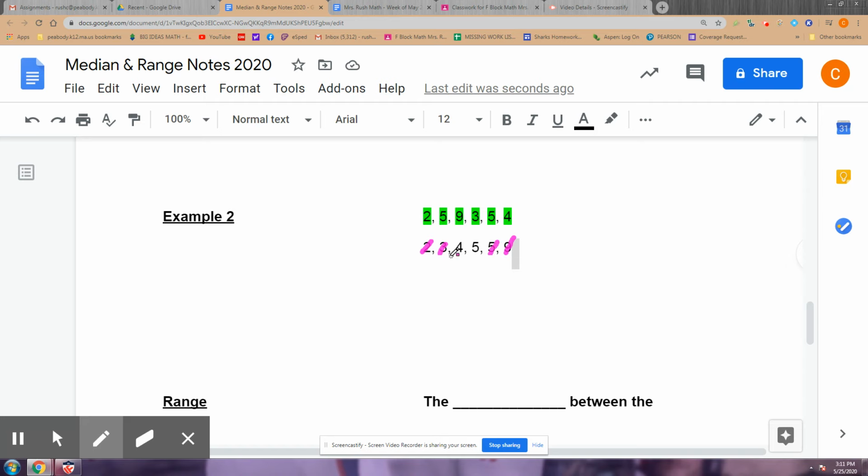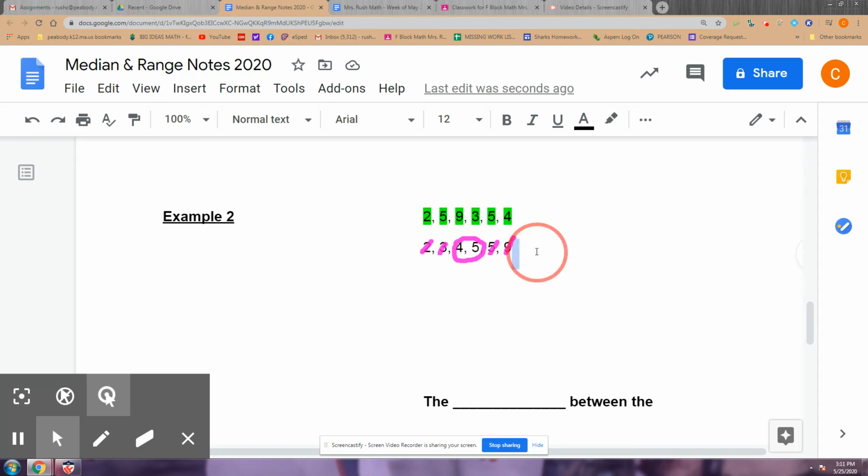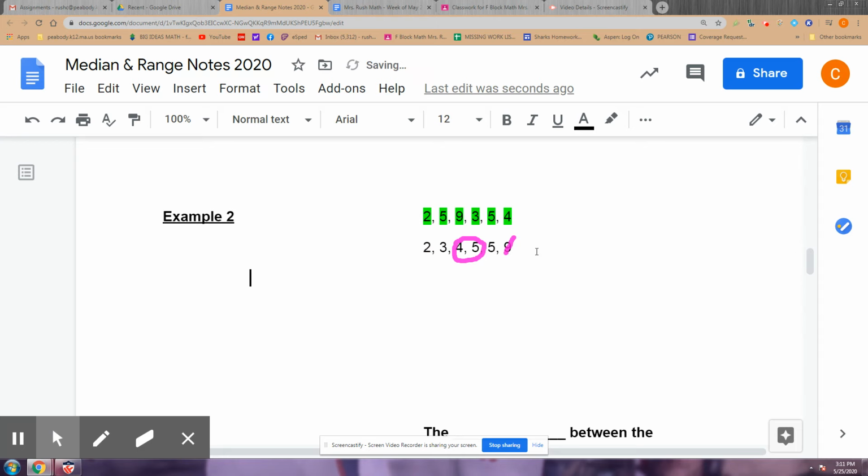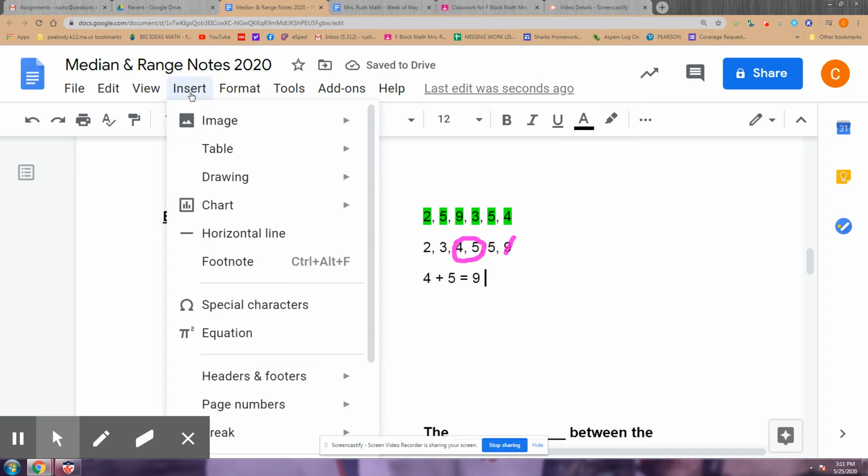Now look, we're left with 2 numbers in the middle, so I'm going to circle the 2 numbers. The 2 numbers are 4 and 5. So whenever you have a situation like this, what you do is you add the 2 numbers together, 4 plus 5, which equals 9. And then you take that and you divide it by 2 because we just added 2 numbers.